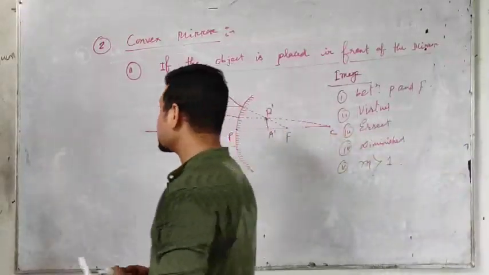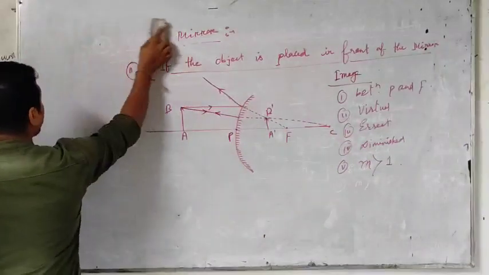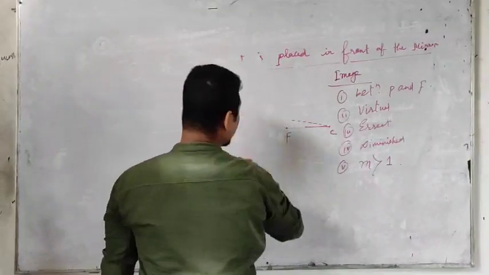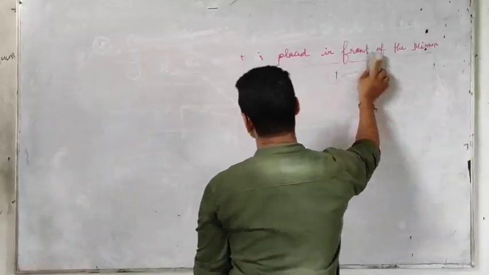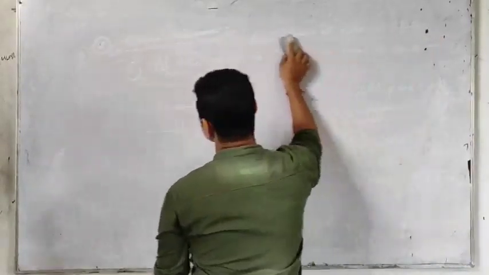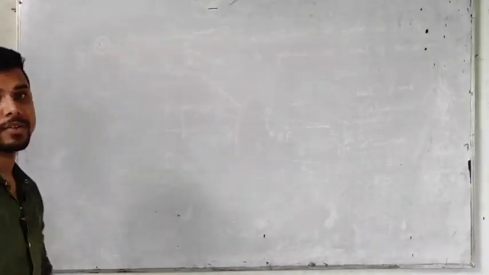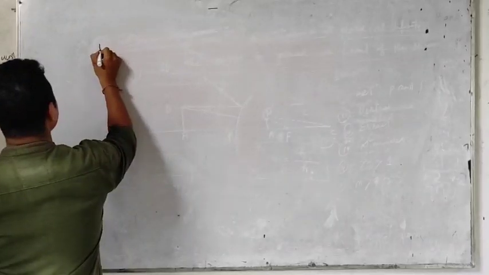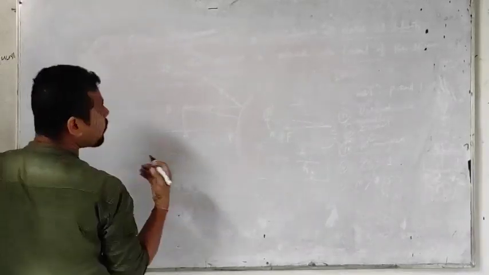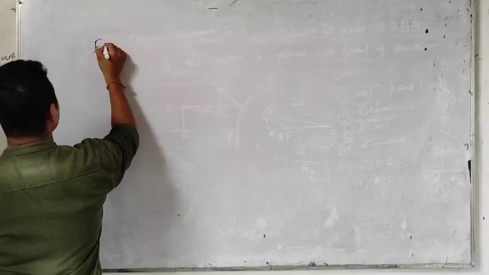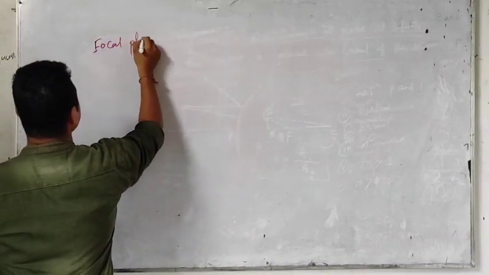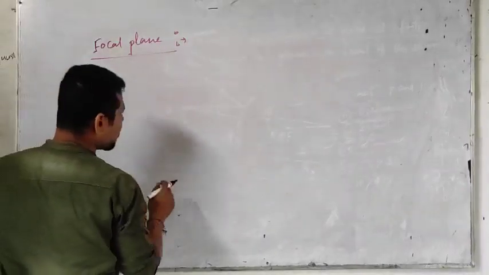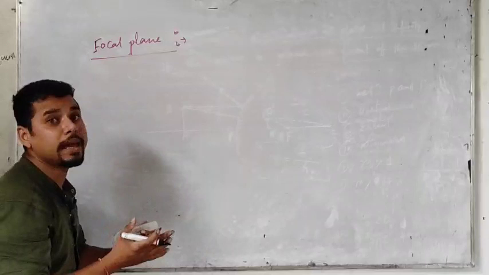Next we'll see what is the relation between focal length and radius of curvature. So before going to that, you have to know what are marginal rays and paraxial rays, right? So number one, oh, before going to that, you should know the focal plane. Okay, focal plane. Focal plane, the plane which is perpendicular to the principal axis.